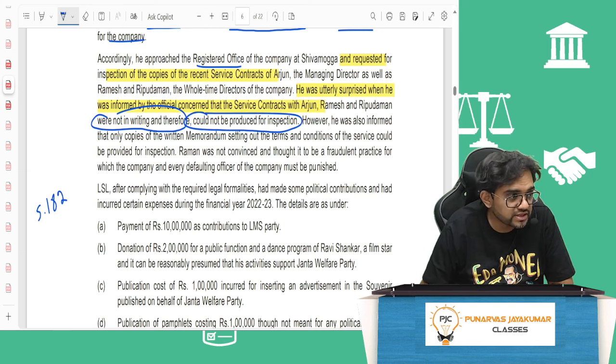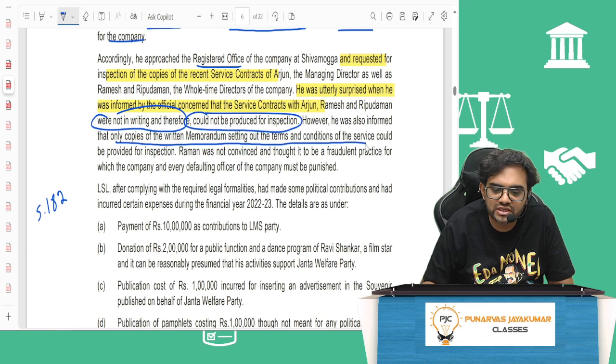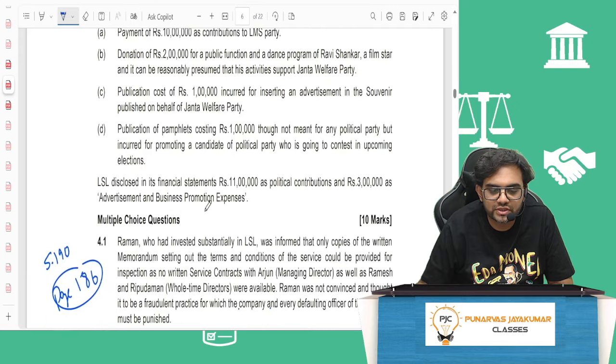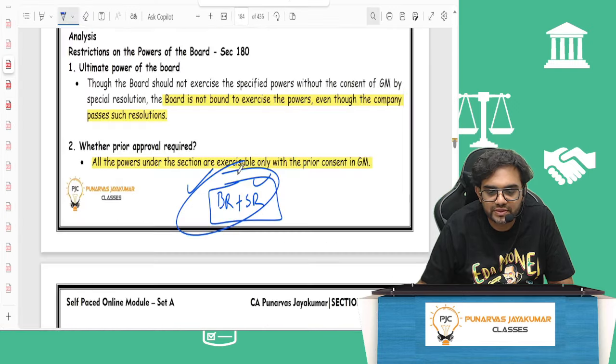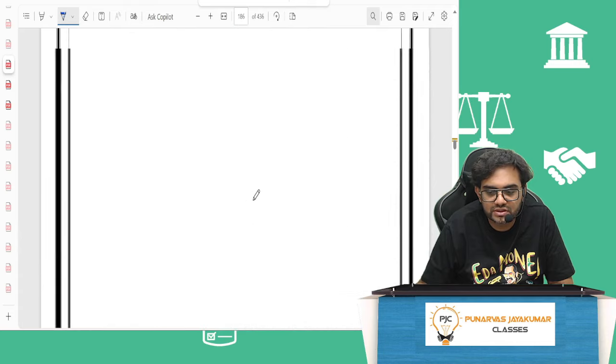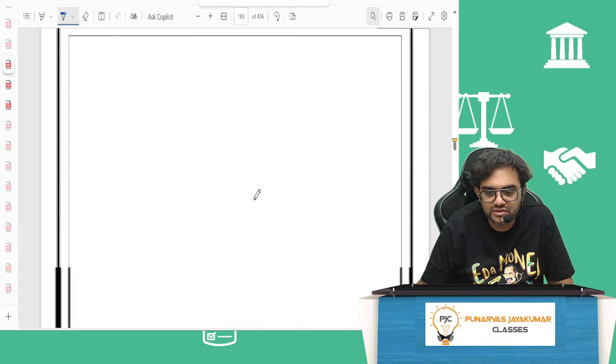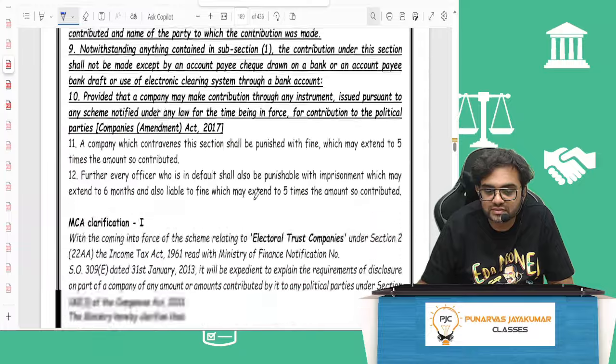See the depth they are asking. He was also informed that only copies of the written memorandum setting out the terms and conditions are there, but no written agreements are there. Raman was not convinced and thought it was a fraudulent practice for the company and he must be punished, is asking. Regarding that, question number 1. It is section 190, guys. See the depth they are asking, guys.